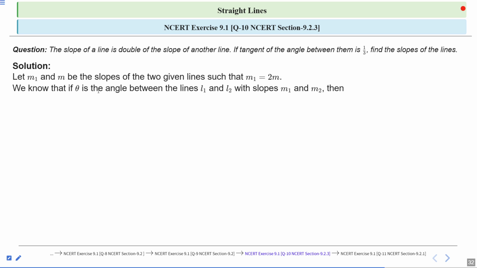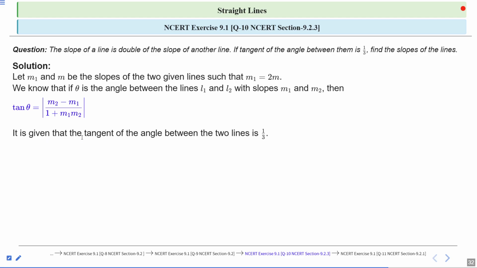So we know that if theta is the angle between the lines L1 and L2 with slopes M1 and M2, then tan theta is equal to the modulus of (M2 minus M1) divided by (1 plus M1 times M2). So you should remember this formula.